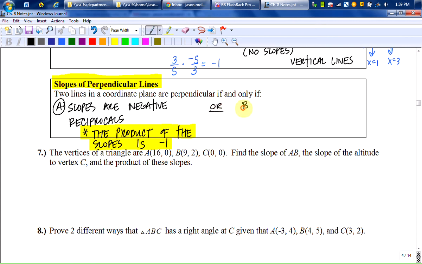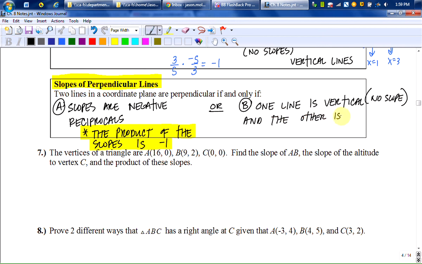Or the other situation, again, is those weird lines, those vertical lines. So two lines in a coordinate plane are perpendicular if and only if, and the other situation is one line is vertical, meaning it has no slope, and the other is horizontal. So that would mean that m, or the slope, is 0.